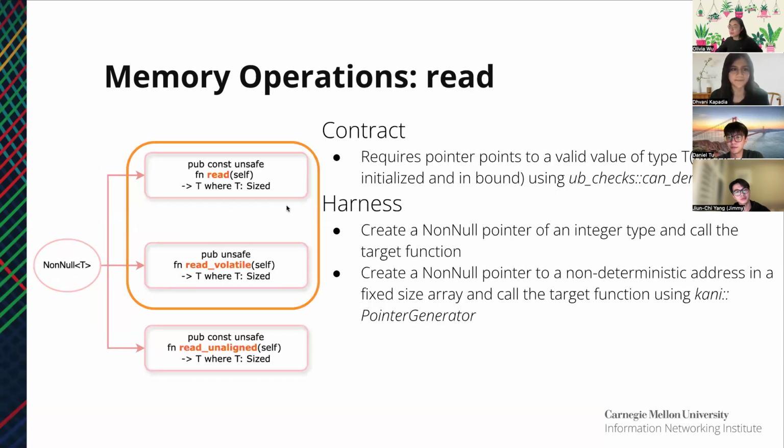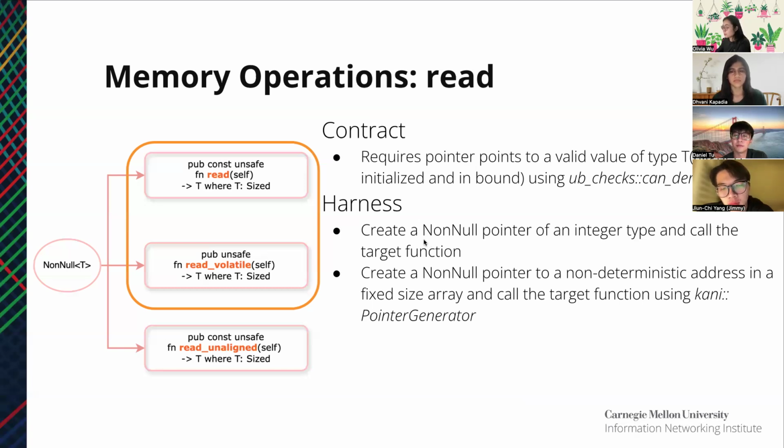And then for the read ones, they're basically reading the value off of specific addresses that the pointer is pointing to. So the first two are read and read volatile. For these two, the requirement is that the pointer points to a valid value of type T. And here we actually use, again, one of the Kani APIs called can dereference, which checks that the pointer is aligned, initialized, and also inbounds. And for the harnesses, the approach is to create a non-null pointer of an integer type and then just call the target function on it to read the value.